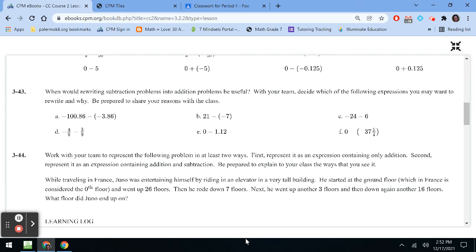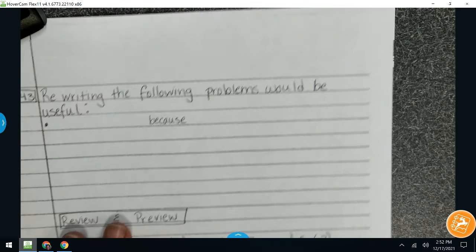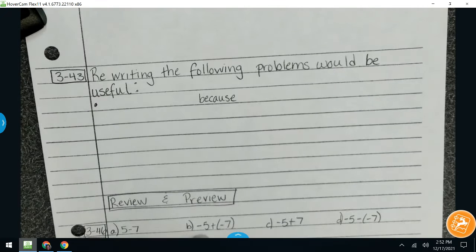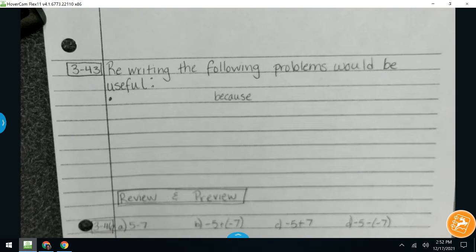It says, when would rewriting subtraction problems into addition problems be useful? With your team, decide which of the following expressions you would want to rewrite and why. Be prepared to share your reasons with the class. So on your notebook right here, oops, that's homework. Don't look there. That homework has already been assigned.